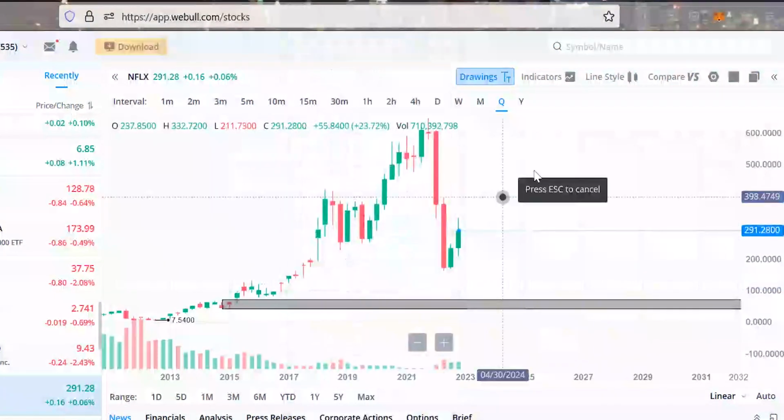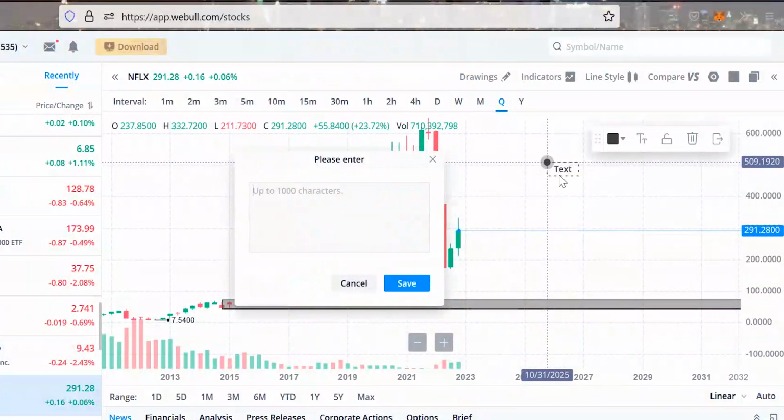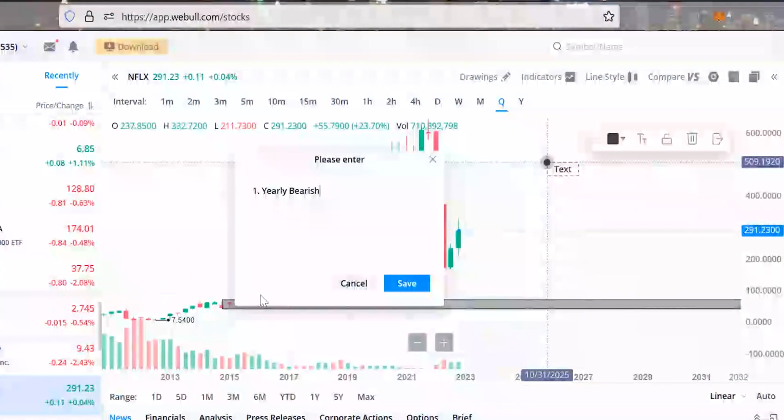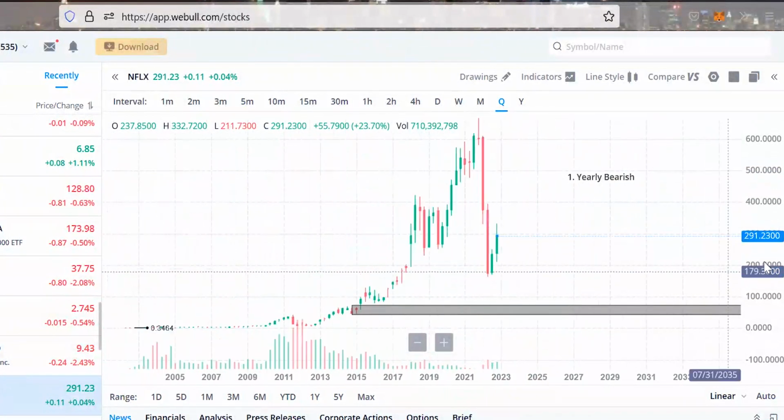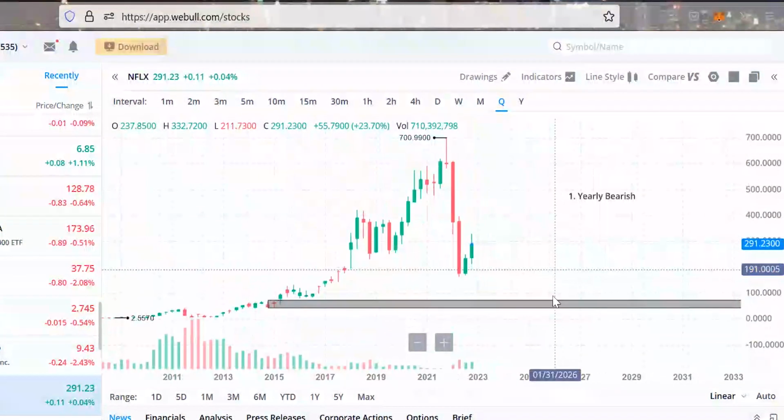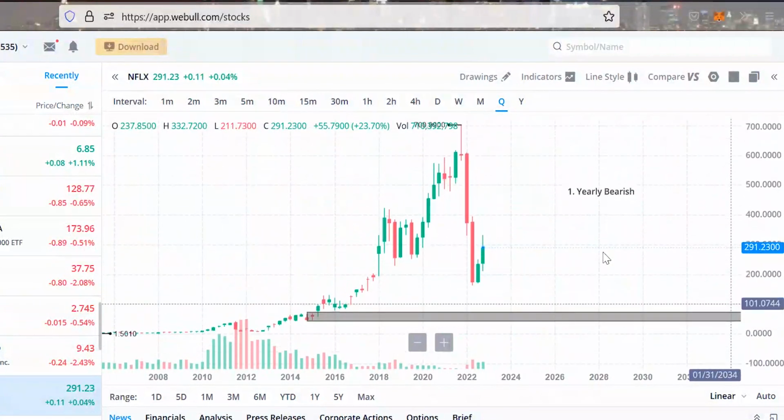Let me put a text here. Number one, overall, the yearly is bearish. You guys can see that. The yearly is bearish, that's what's happening right now. We have a POI right here. You guys can see what's happening.